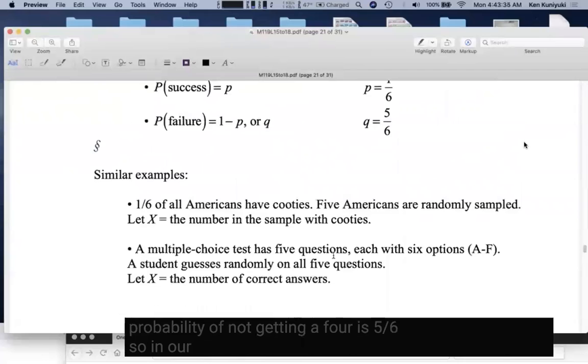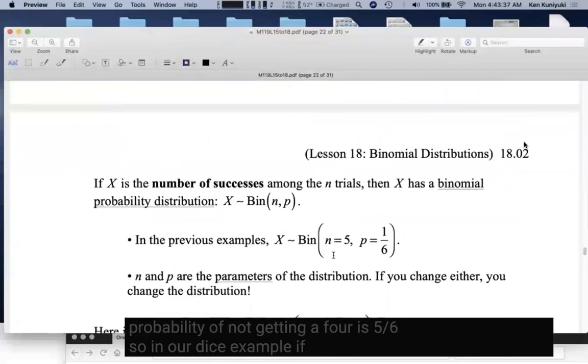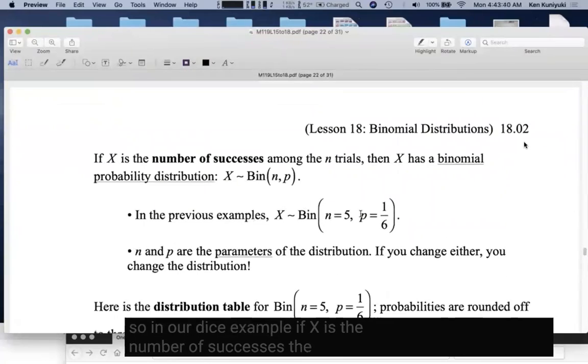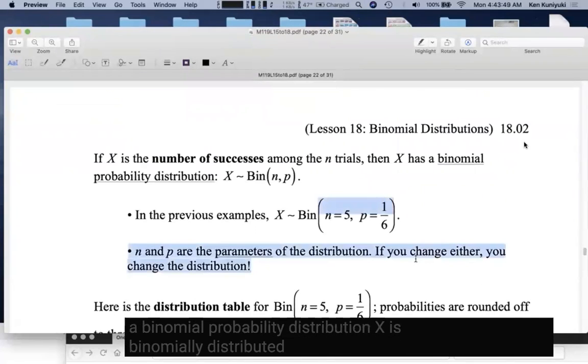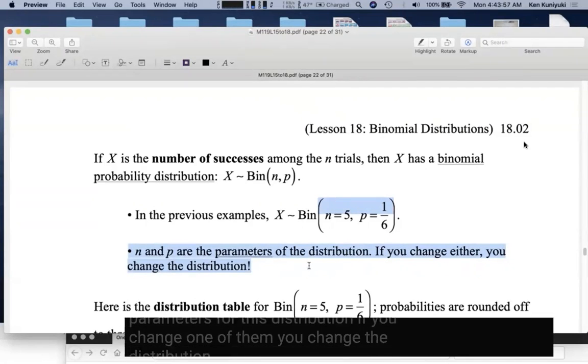So in our dice example, if x is the number of successes, the number of 4s among the 5 trials or dice, then x has a binomial probability distribution. X is binomially distributed where n is 5 and p is 1/6. N and p are the parameters for this distribution. If you change one of them, you change the distribution.